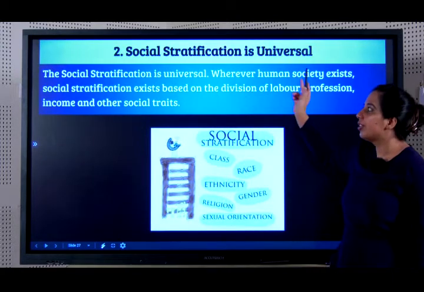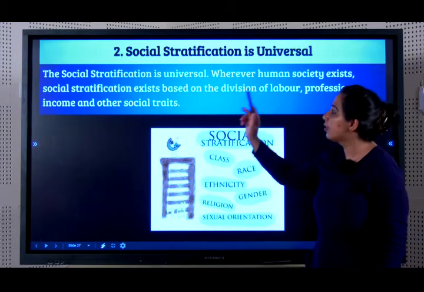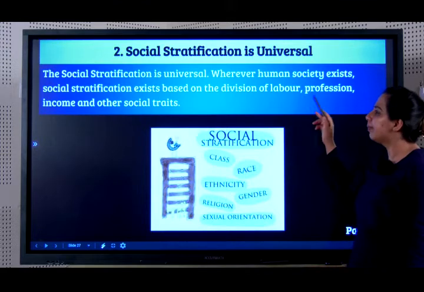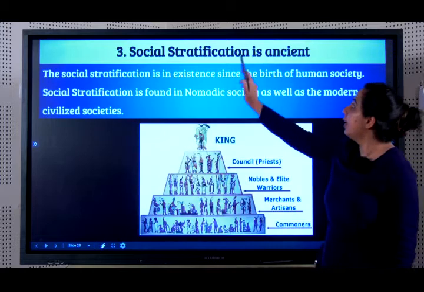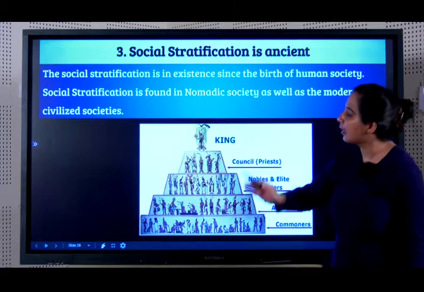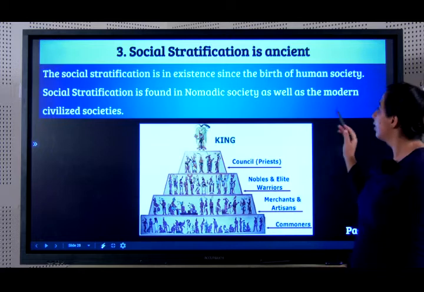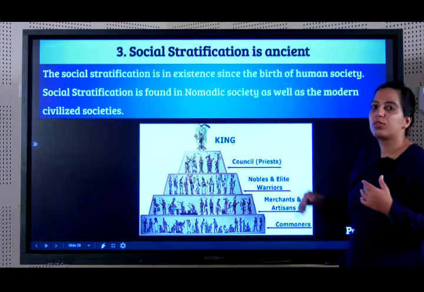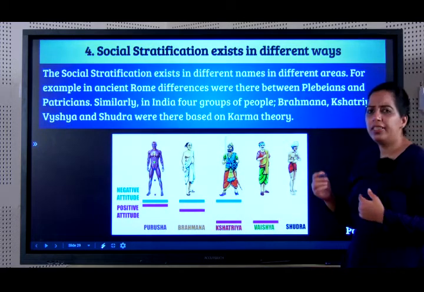Social stratification is universal. Wherever there is human society, there is social stratification. It could be for any given reason, because of labor, profession, income or any other social trait. It is ancient. It is from ancient times right until today. Even in nomadic societies and our modern societies, from there to here, there is social stratification. It exists in different ways.